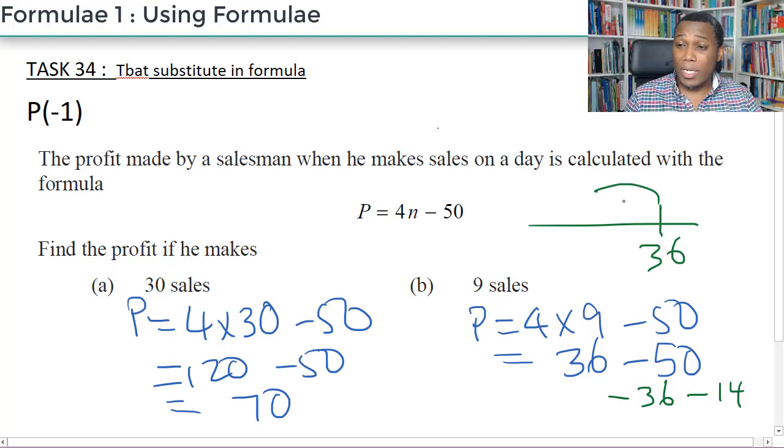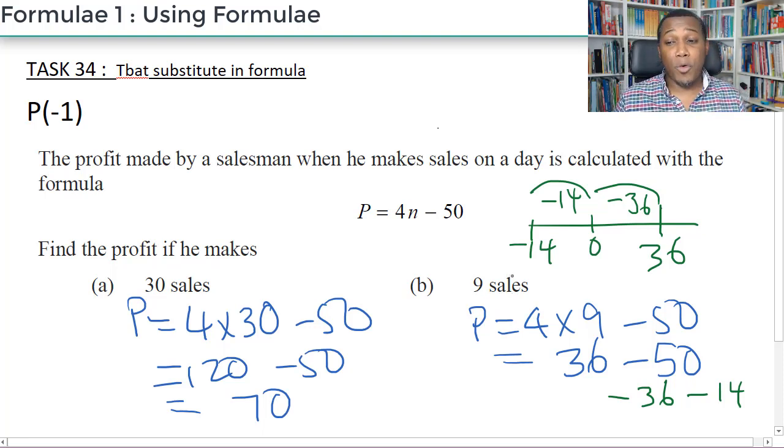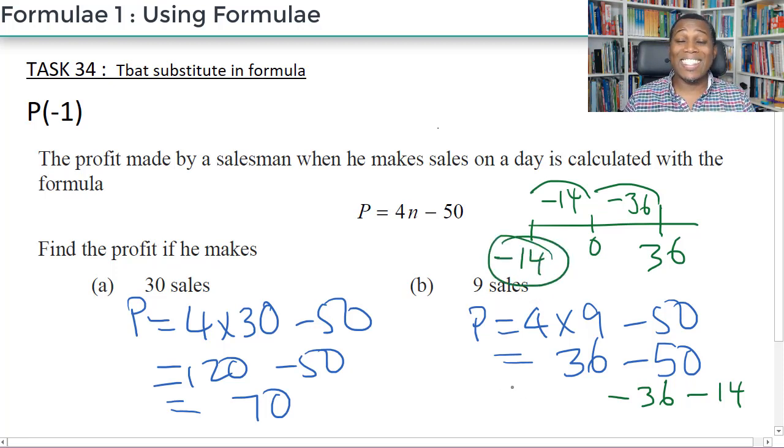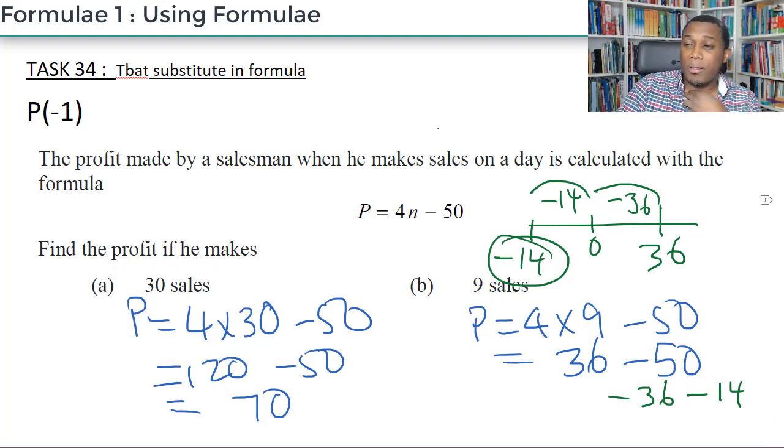Why did I do that? Because I need to take away the 36 to get 0. And then when I take away 14 more from 0, going down from 0 will give me -14. The indication for B, therefore, is that if you made 9 sales, you made a loss. Your profit is negative. Profit is -14. -14 is a minus number, so it's a loss. You don't want to make a loss, but it happens. Let's do another. Let's move on.